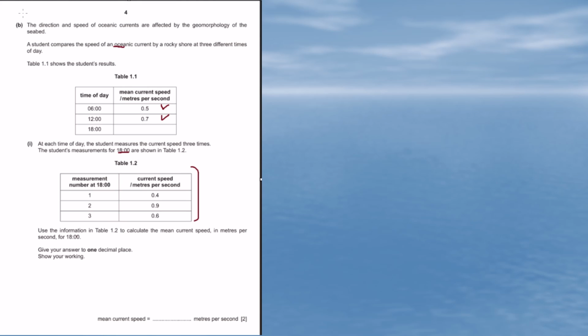We have 3 different measurements, and we are then asked to find the mean current. So we say we have 0.4 plus 0.9 plus 0.6, and we divide that by 3. And then our mean current speed is 0.6 when we give our answer to 1 decimal place, and I have shown my workings here.